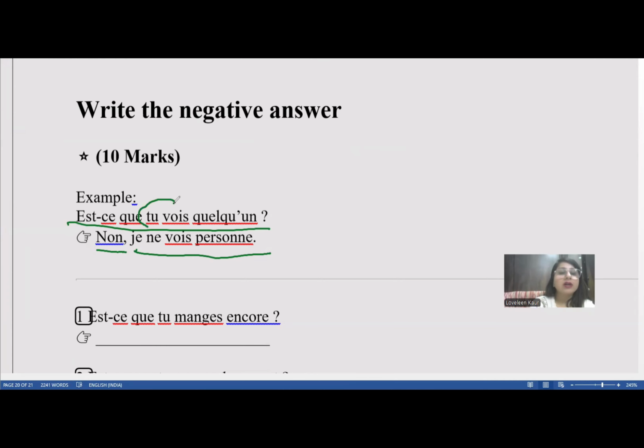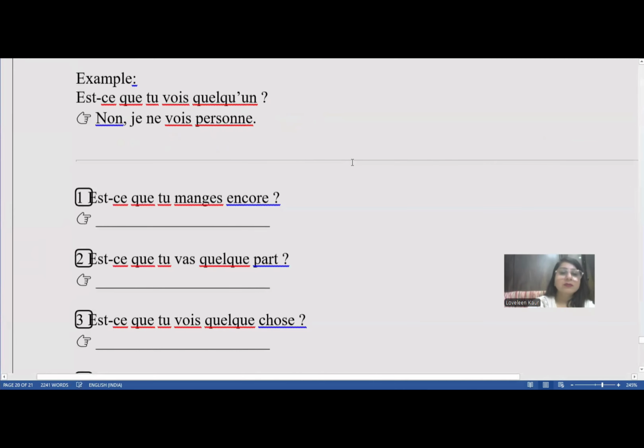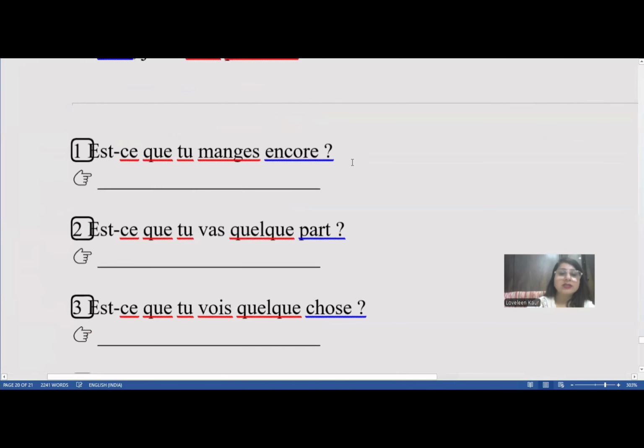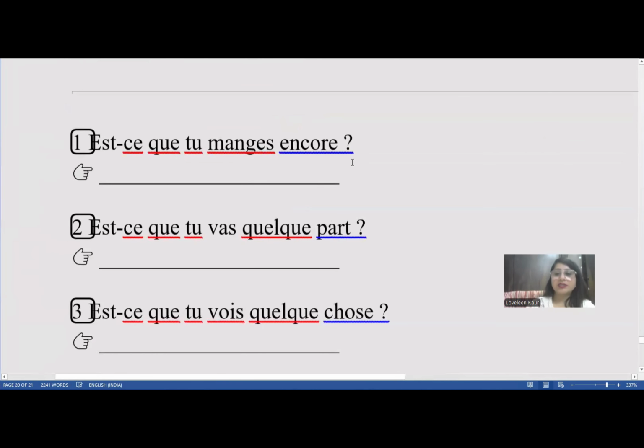Of course, if they are asking "tu vois", you have to change it, because it's written "répondez", that is, reply. So you have to change the subject pronoun also. Right? Je ne vois. And quelqu'un, you know very well, changes to personne. So it is like, "Est-ce que tu vois quelqu'un?" Do you see somebody? "Non, je ne vois personne." No, I don't see anybody. Now, this is your turn. Okay, let's do these three first.